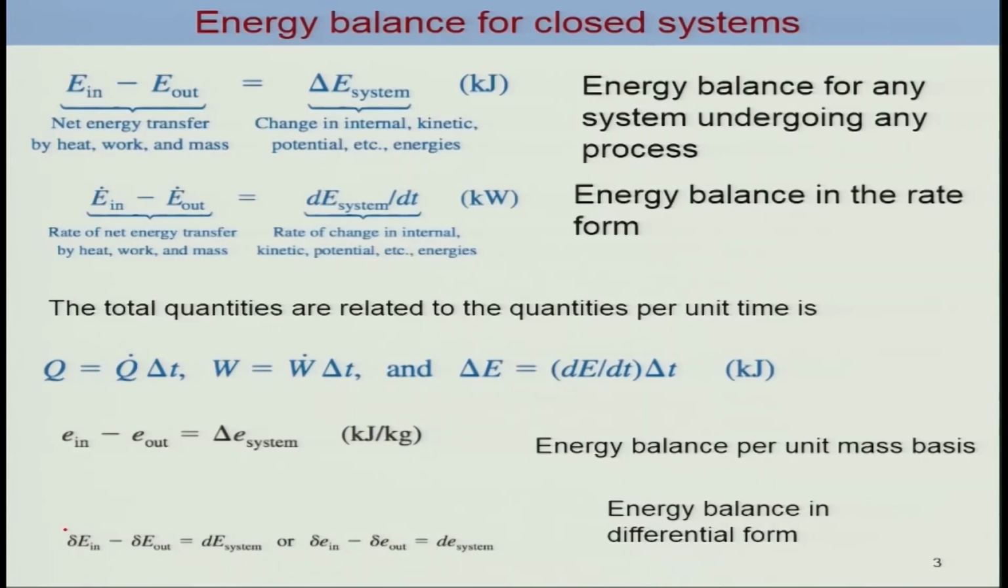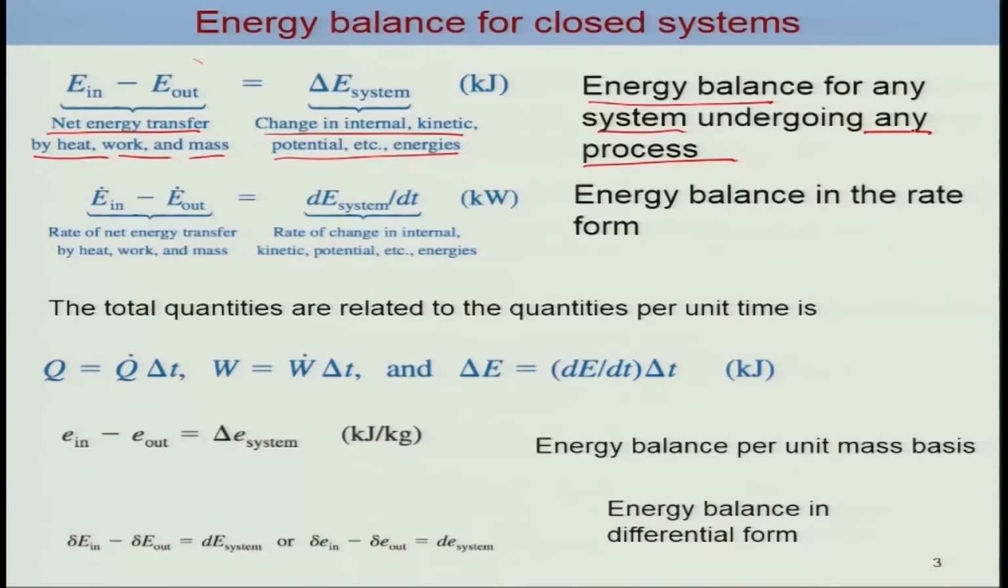So this is a generalized form of energy balance, where the net energy transfer by heat, work and mass to the system should be equal to the change in the internal, kinetic, potential and other forms of energy. So this is the energy balance for any system undergoing any process. Okay, so this is a generalized form of energy balance.